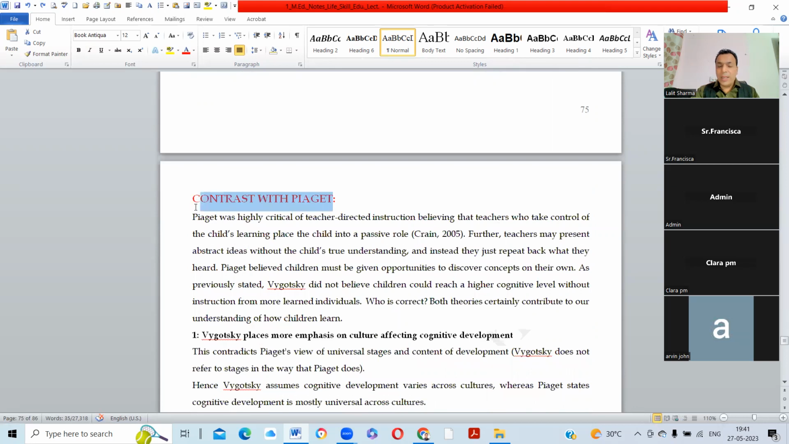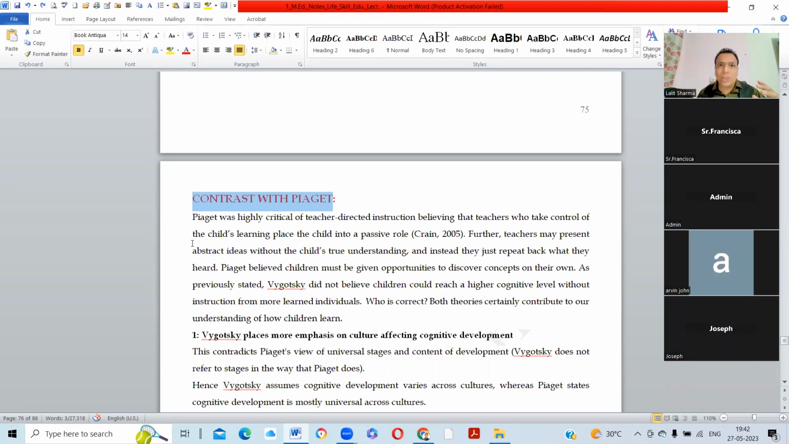You have to talk about this. Piaget is talking about cognitive development only, meaning what is going on inside the mind, intellectual development only. But Vygotsky is talking about cognitive development through social interactions. Got it? This is the comparison, the contrast. You have to do this contrast as well, this is important, right?